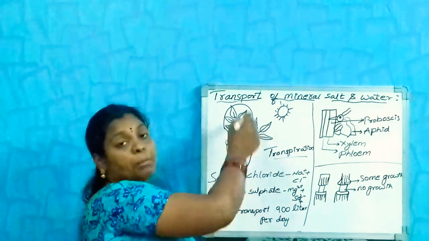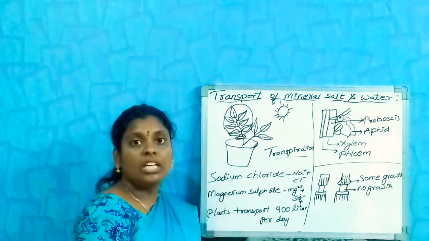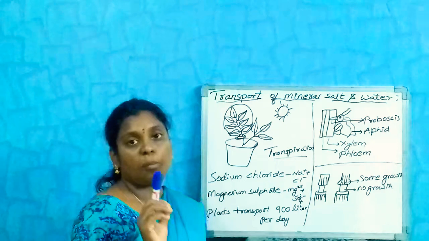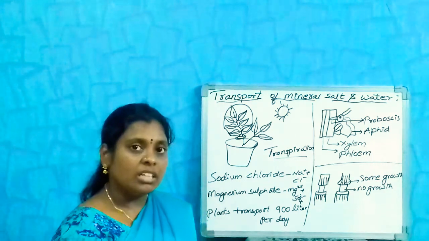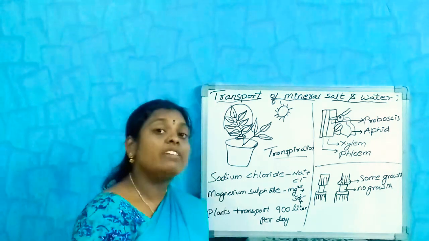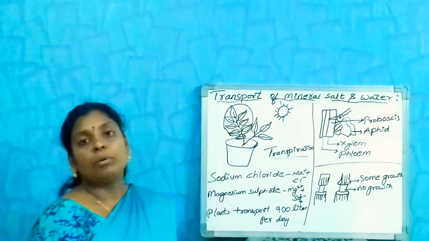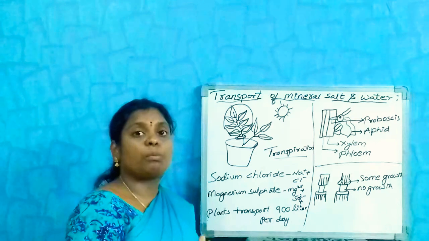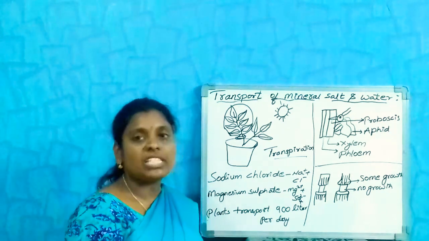When we wrap the branch with the polythene cover, you can see small water droplets inside the cover and also on the leaves. That is nothing but transpiration. The excess water is removed from the leaf through the stomata. We call it transpiration.